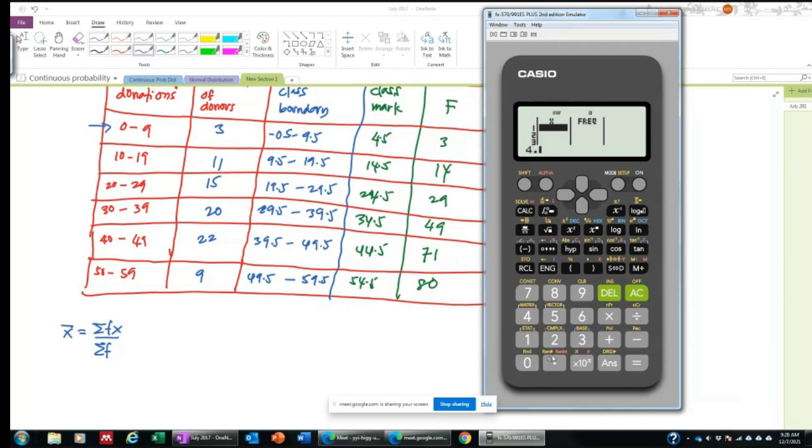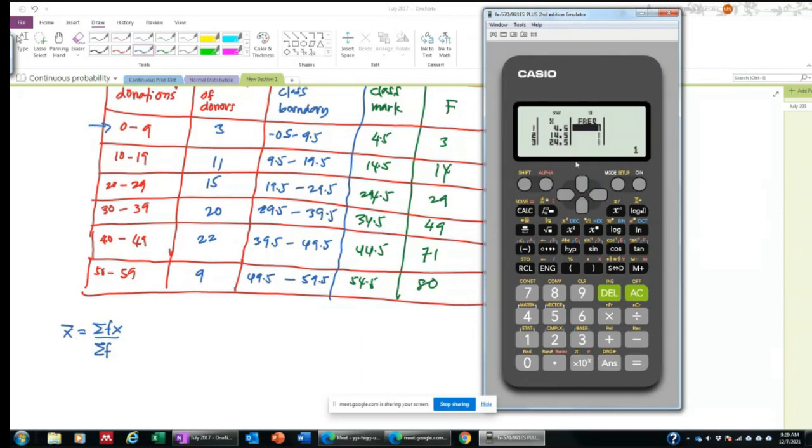So this one is 4.5 and then 14.5, 24.5 and then 34.5, 44.5 and the last one is 54.5. So altogether you have 6 columns, 6 rows, right?